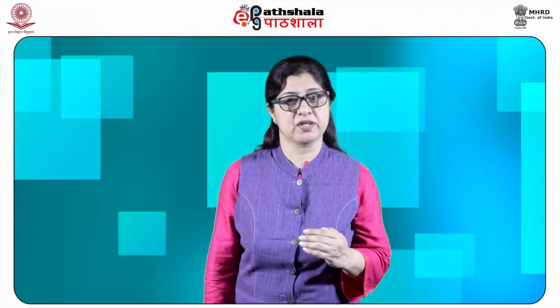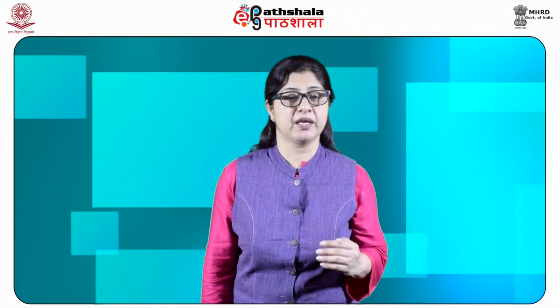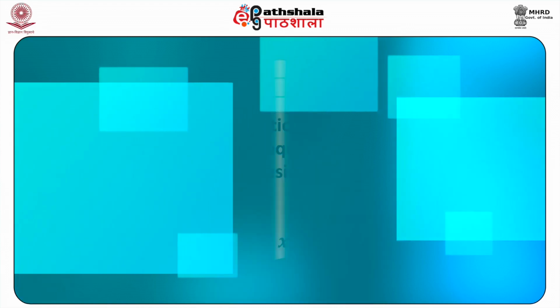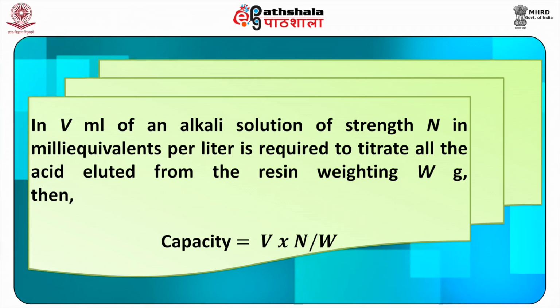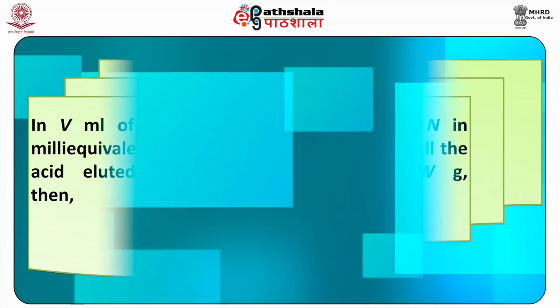A solution of sodium fluoride of a known concentration is passed through a column containing a known weight of the resin, and the acid eluting from the column is collected and titrated with a standard solution of an alkali. If V ml of an alkali solution of strength N milli-equivalents per liter is required to titrate all the acid eluted from the resin weighing W grams, then the capacity would be defined as V multiplied by normality divided by W.